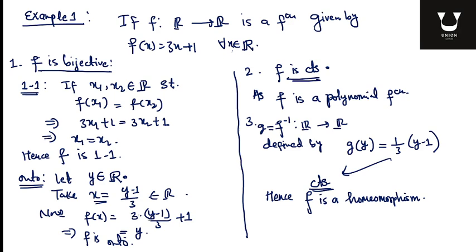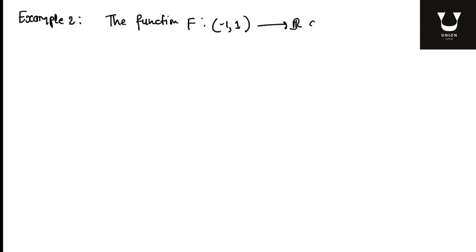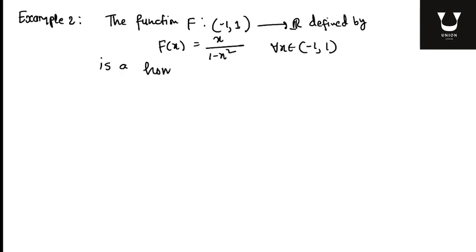You can see some more examples also of homeomorphism between topological spaces. So for example, I'm not going to prove it, but as an example too, I can consider the function, say, capital X, which is defined from minus 1 comma 1 to R, defined by, say, f of x is equal to x over 1 minus x square. For all x in the interval minus 1 comma 1, this is a homeomorphism.